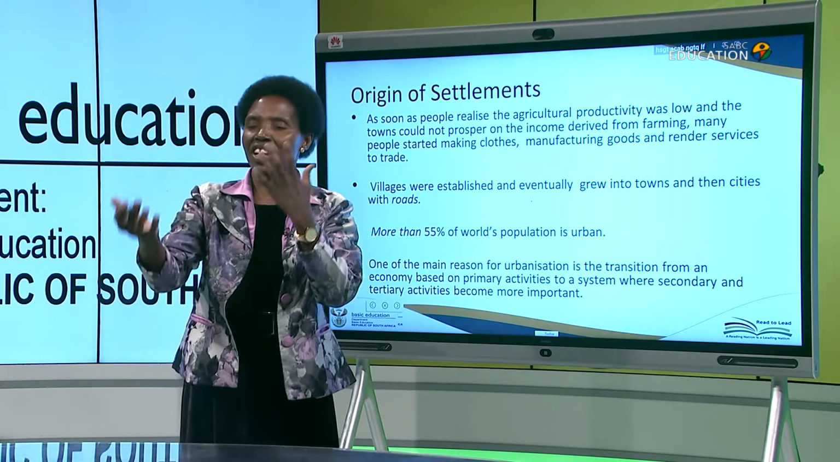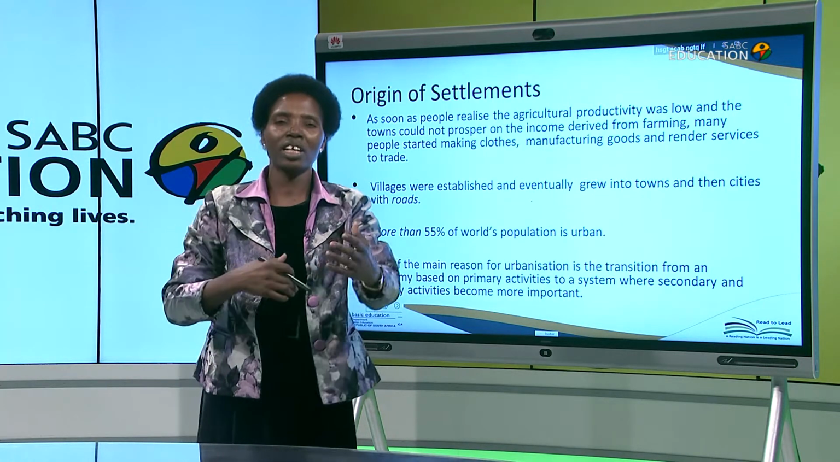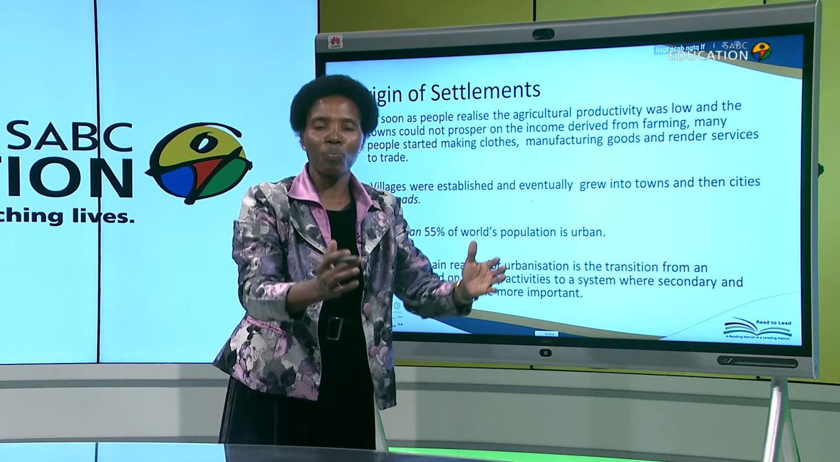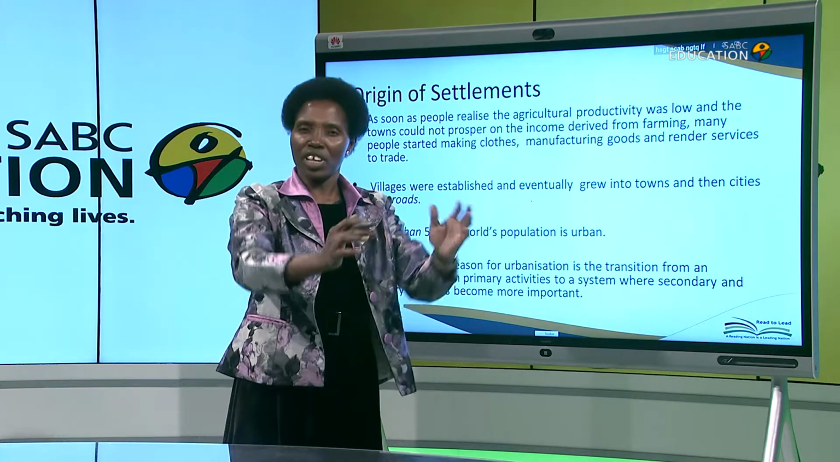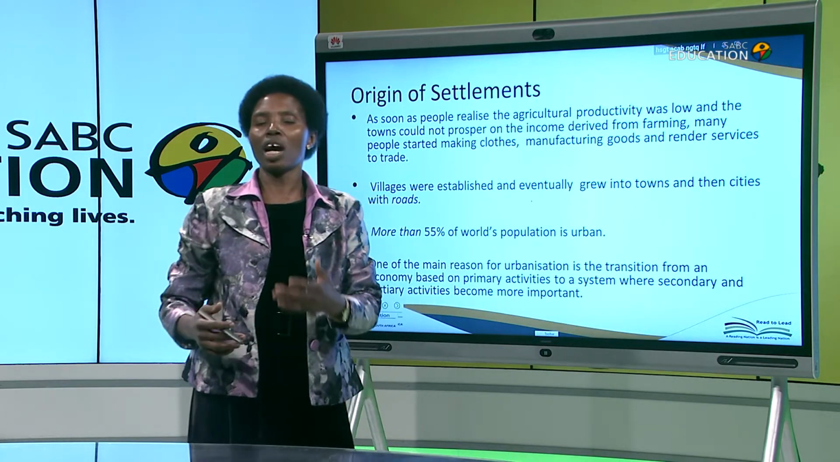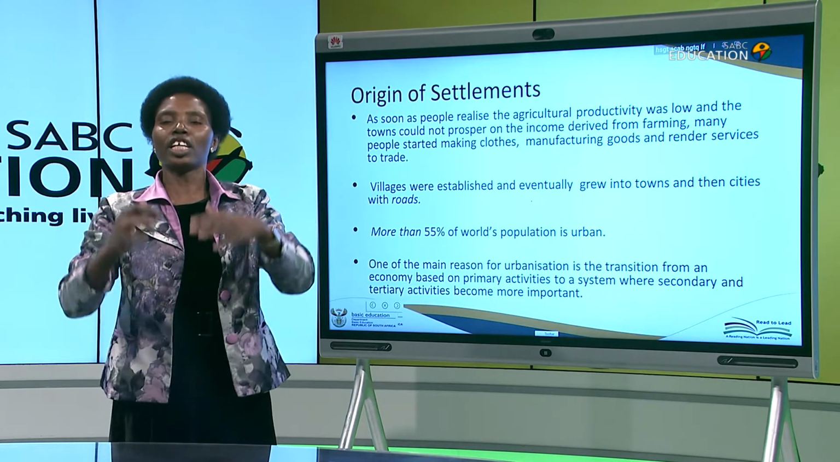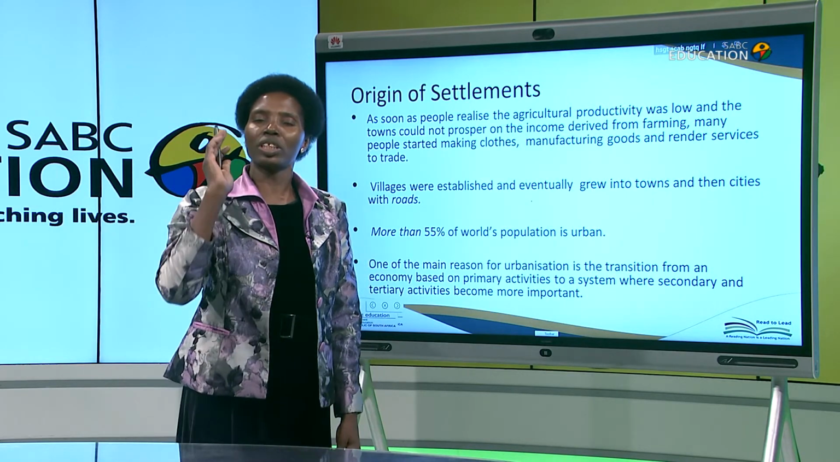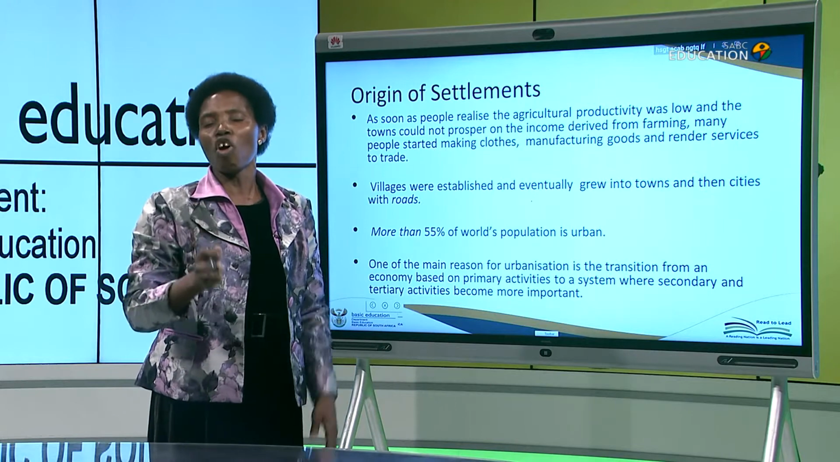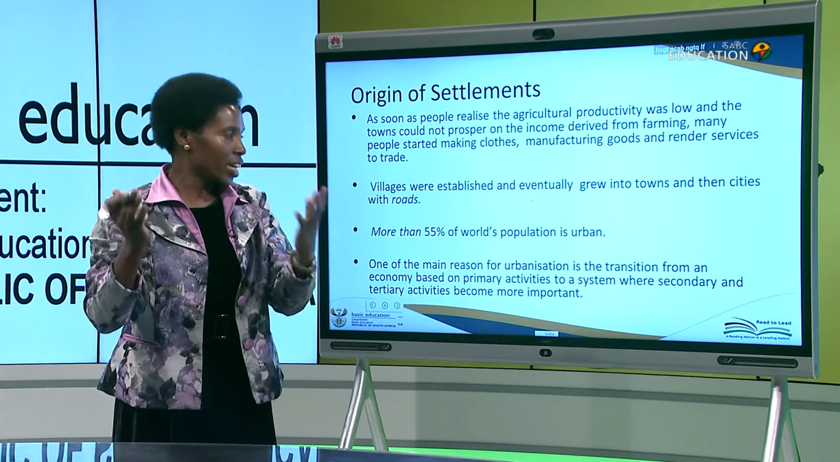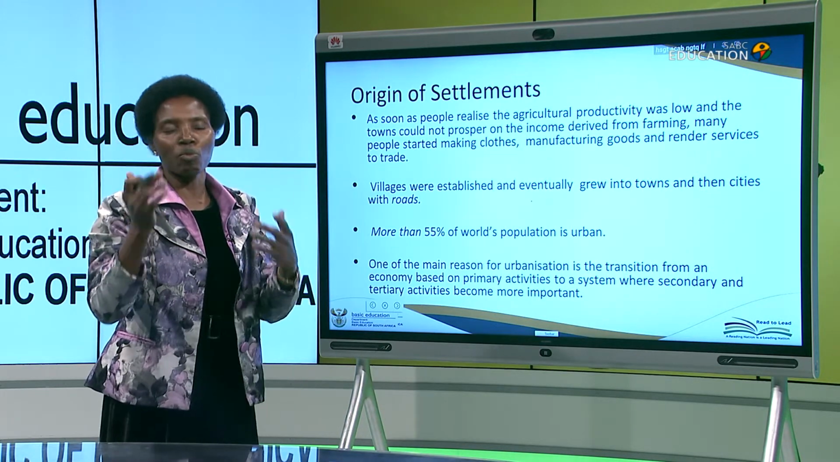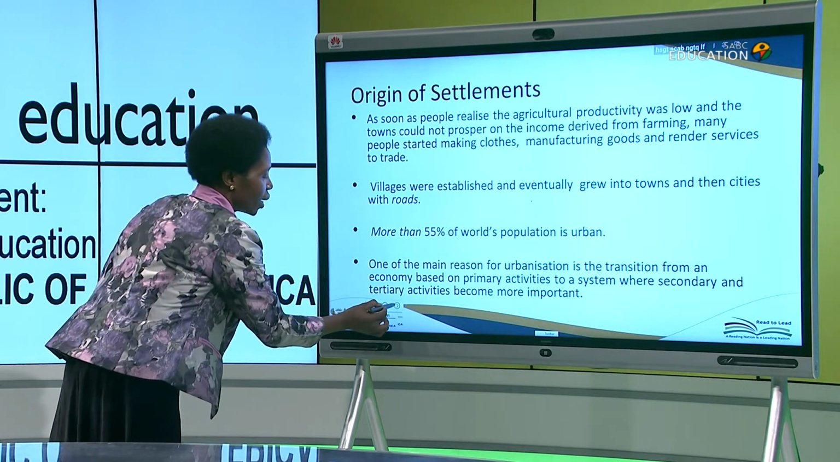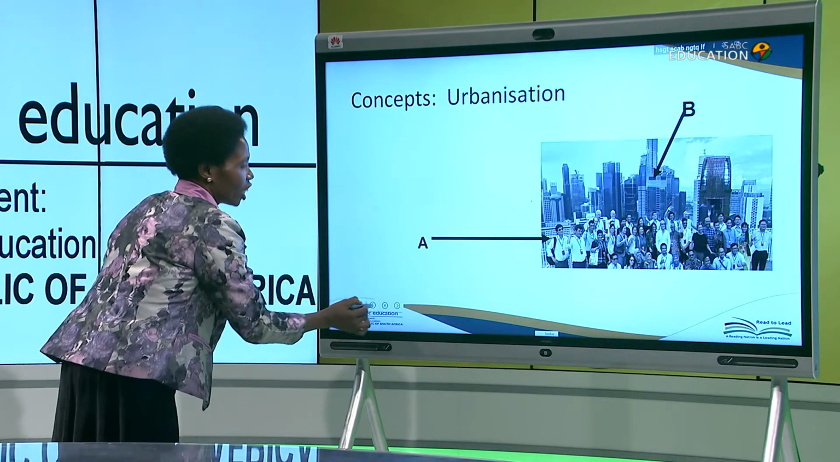They started manufacturing. After manufacturing, there was a development of villages. When the villages develop, we find that now there is a town. And then it grows until it becomes a city. Today, when we speak, we have more than 55% of people who are living in urban areas. That's how urban settlement originated. Let us look at the concepts that we have.